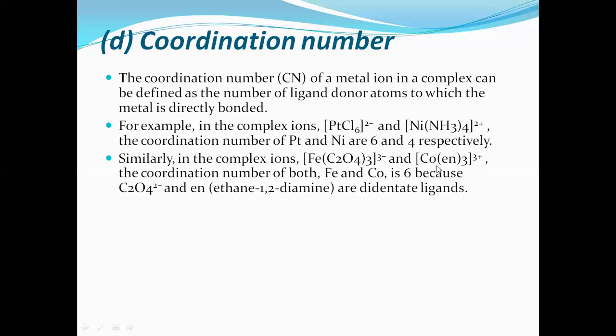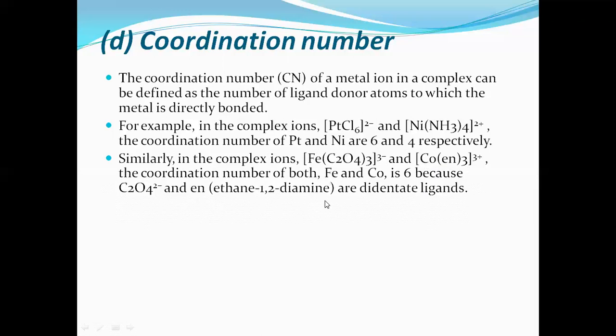Whereas here, what is the meaning of en? En means ethylenediamine. Every ethylenediamine has 2 donors. Therefore, once again, 2 into 3 is 6. Hence, the coordination number of cobalt is 6.